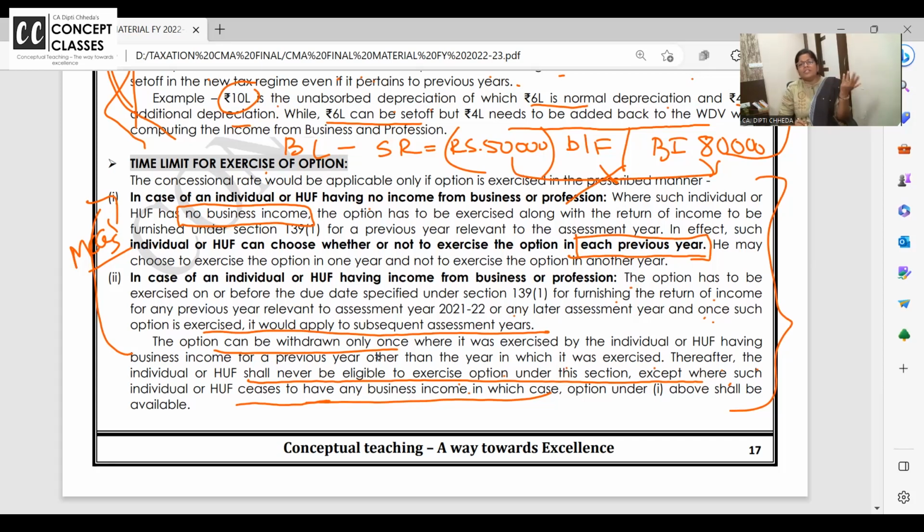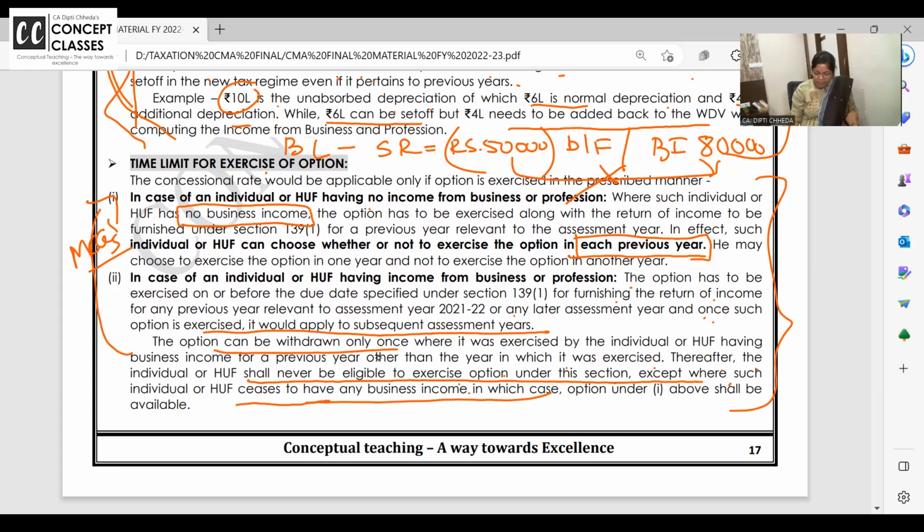Why did you opt out? Because you were not having business income. You said, okay, old regime, he can. Again, you have business income, still you cannot opt in. Opting in is only once in a lifetime for business income. Clear? Opting in is fine, ma'am. Choosing to resume for business income is what I'm concerned about.